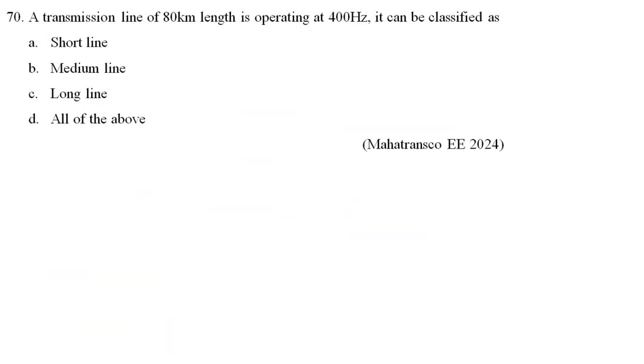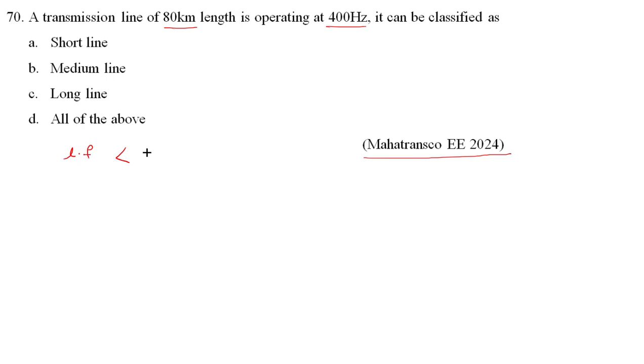Question number 70. A transmission line of 80 km length is operating at 400 Hz. It can be classified as short, medium, long, all of above. Asked in Mahatransco Executive Engineer exam this year, 2024. Now we remember that we can classify the line based on the product of L and F. So we can classify the line based on the product of line length and frequency.